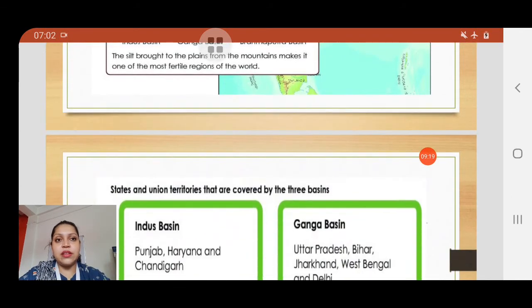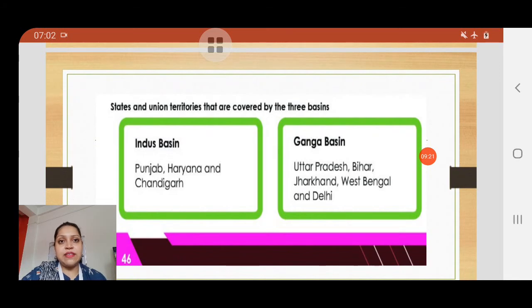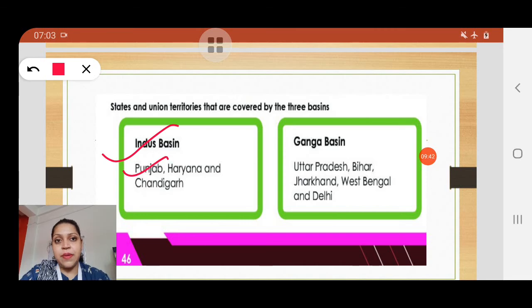So children, here we can see states and union territories that are covered by the three basins. What these three basins cover, Indus basin, Ganga basin, they cover the states and union territories. Let's see which are the states and union territories it covers. Children, Indus basin, that is the Indus river, covers Punjab, Haryana, and Chandigarh, the Indus plain. Three basins have been made by the rivers. It's the Punjab, Haryana, and Chandigarh.